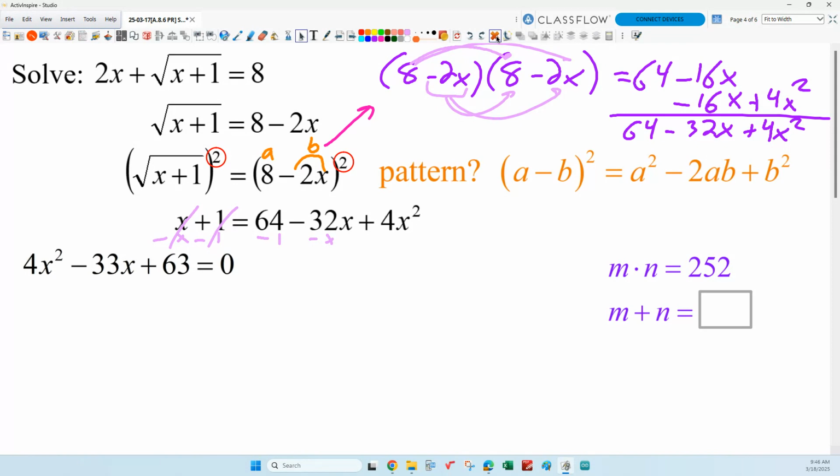For now, just a quick reminder, because we want to remember how to do this. If I want to find magic numbers to split the middle term, what do they have to multiply to? How would I find out?